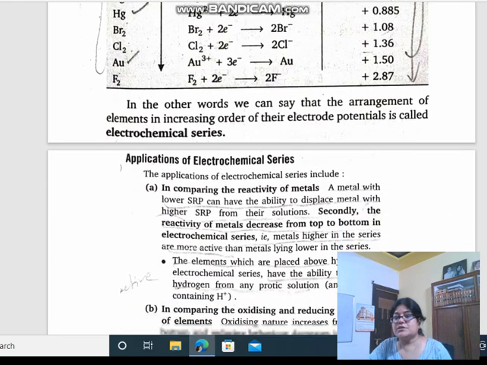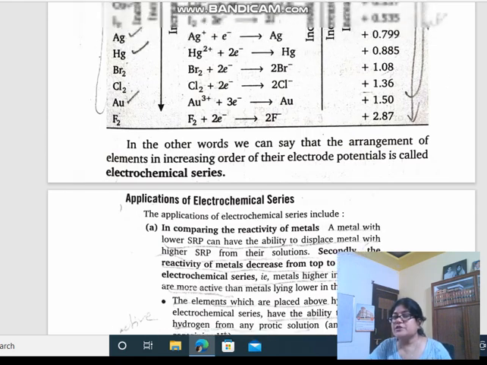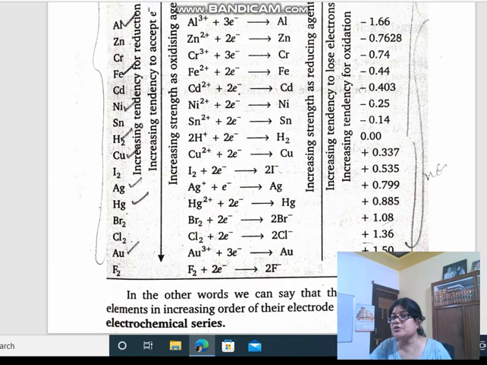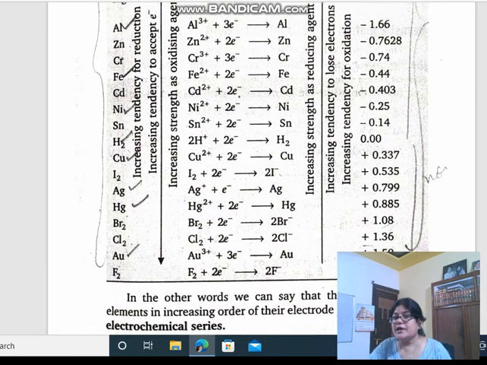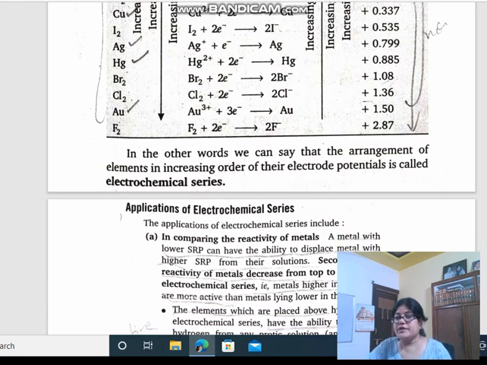Now what is the definition? The arrangement of elements in increasing order of their electrode potential. That means we arrange all the metals in order of their increasing electrode potential, because on the top we have less electrode potential and in the bottom we have more electrode potential. So this definition is very easy to remember: the arrangement of elements in increasing order of their electrode potential is called electrochemical series.